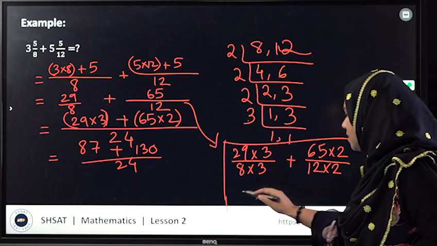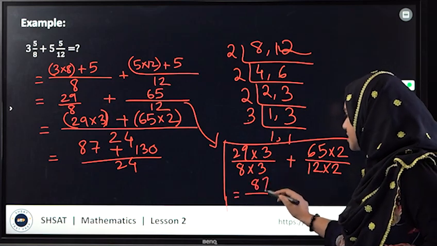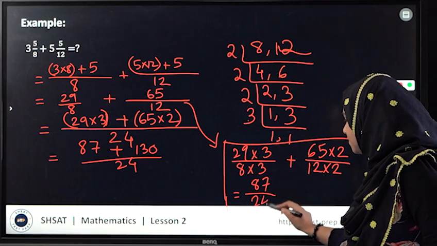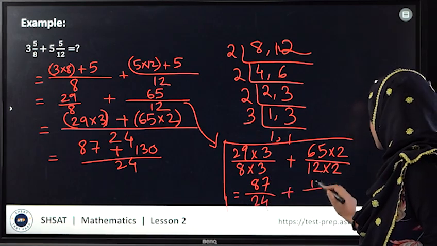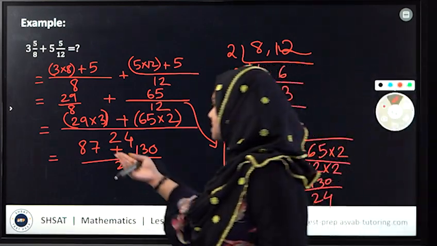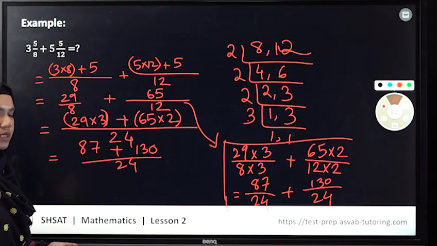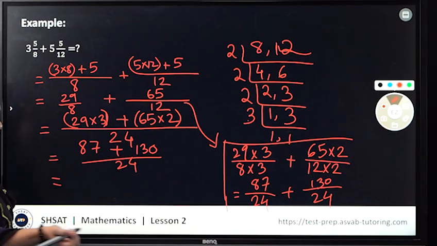Now what? Now you're going to be ending up with 29 times 3 is 87. 8 times 3 is 24. Again, 65 times 2 is 130. 12 times 2 is 24. So basically, you end up in the same place. Both are the same. So whatever totally suits you, whatever goes with you, you can do that.